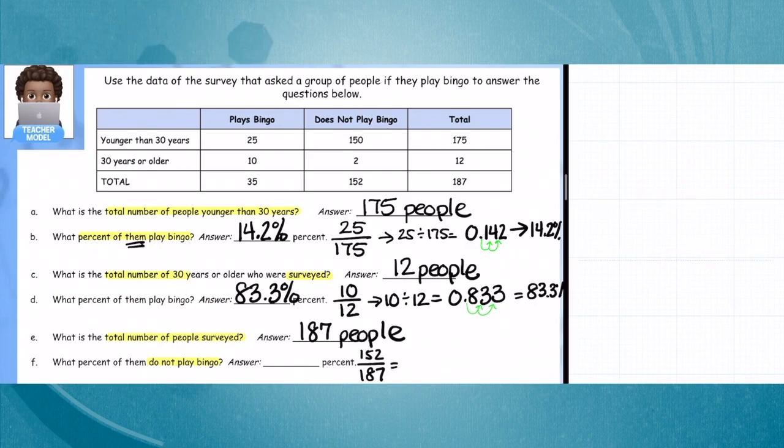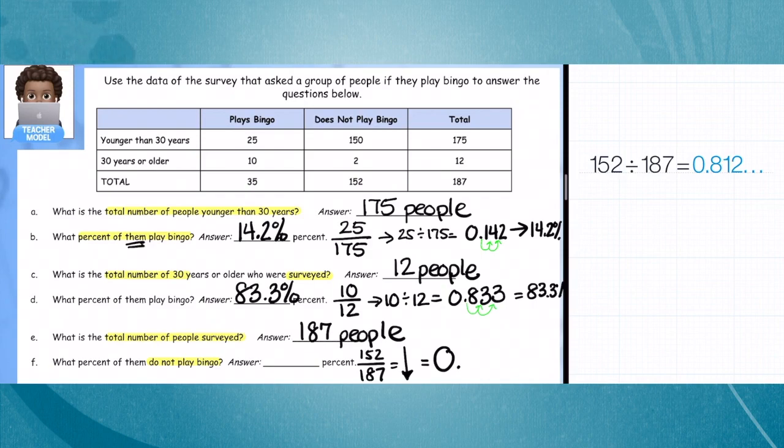You know what we're going to do. We're going to divide. And if you can't remember which one to divide by, just remember it's like a book. You read from top to bottom. So 152 divided by 187 is equal to 0.812. Move that decimal 2 times, you get 81.2%.